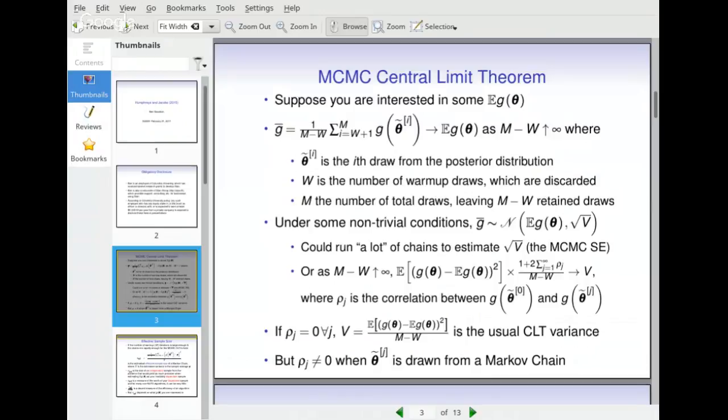By default, it's 1,000 draws after the warm-up period, but we're going to run multiple Markov chains in order to make sure they're all going to the same distribution. So we have draws of theta, we put them into the G function, and we average over all the draws after the warm-up period. Monte Carlo integration assures us that as M minus W gets large, where M is the total number of iterations and W is the number of iterations we throw away as warm-up, this average converges to the true expectation of the G function, even though we can't do that analytically.